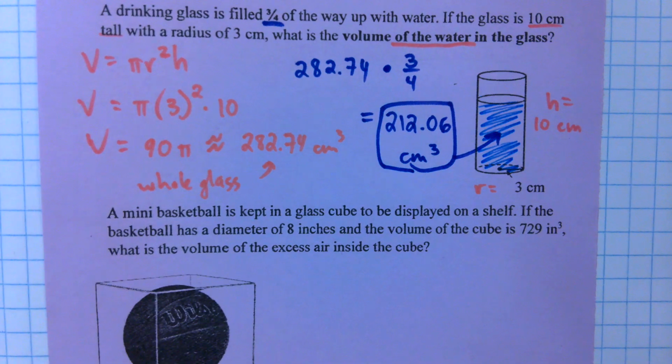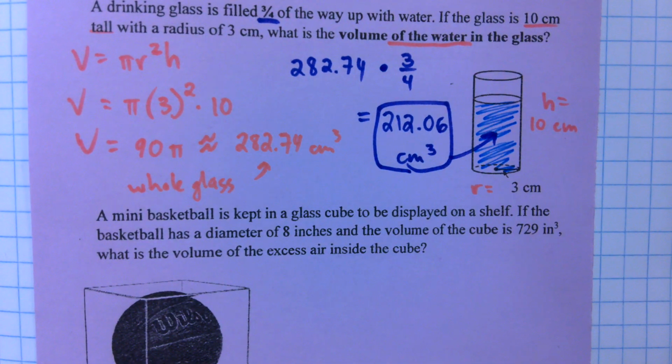And that represents the volume of the water. We've got to find the whole thing first, then we'll take 3/4 of that. Boom, that's our water.